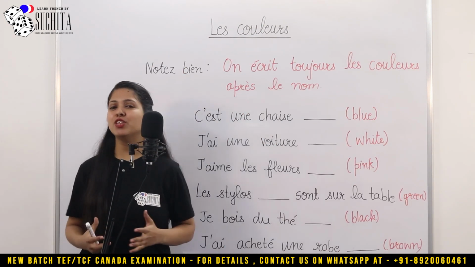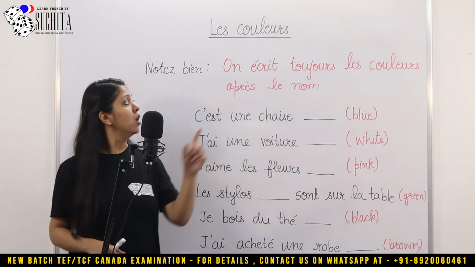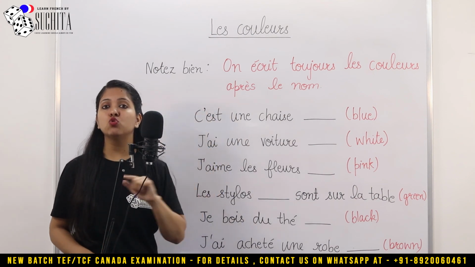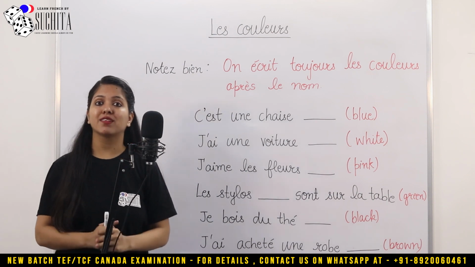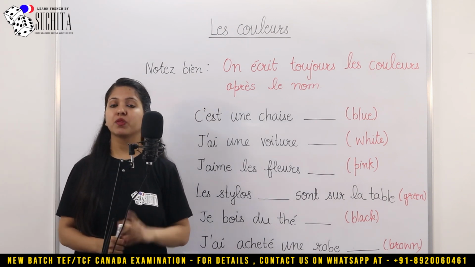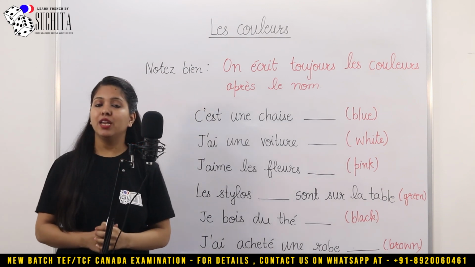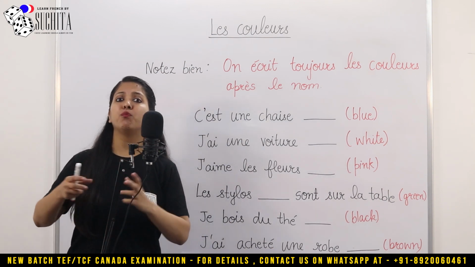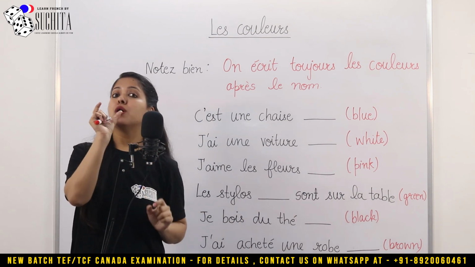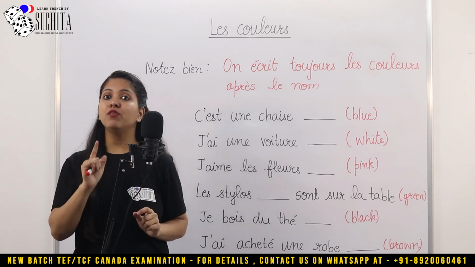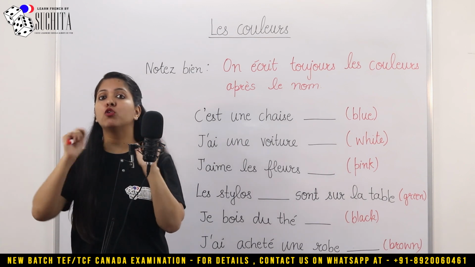Okay, now that we are done with the colors, I'm going to give you certain examples and a very, very important rule. On écrit toujours les couleurs après le nom. That means you always write the colors after the noun. This is exactly opposite to what we have learnt in English. In English, let's say this is a blue chair. The color blue is before the noun. We say blue chair. However, in French, it is always opposite. You always say the noun first, followed by the color.